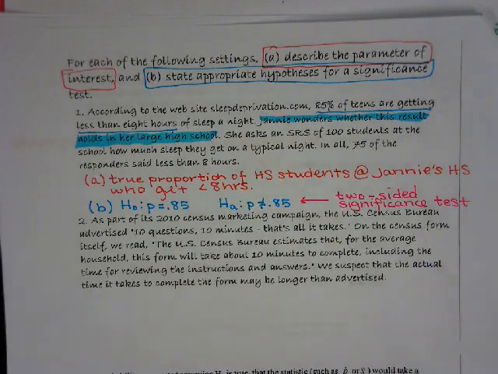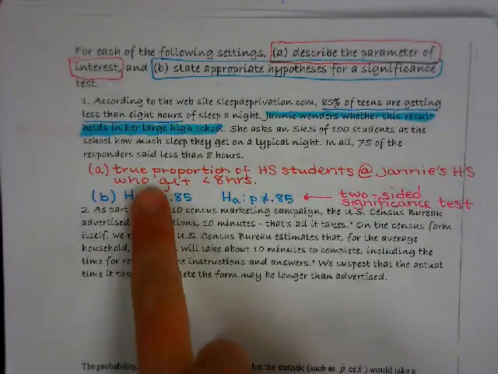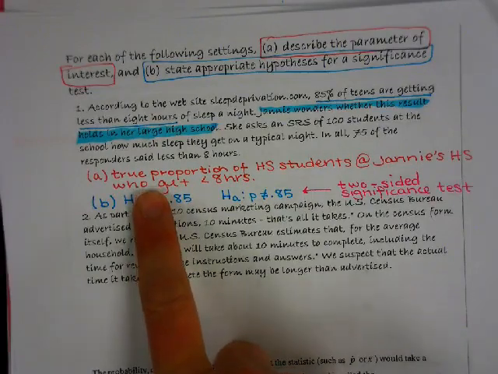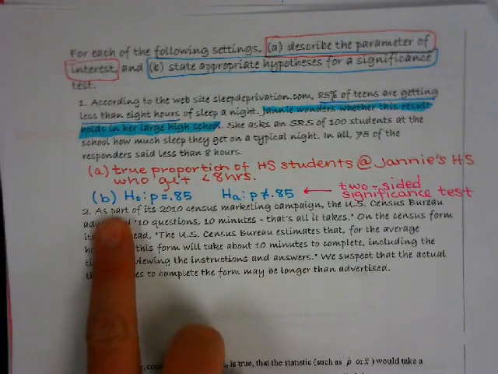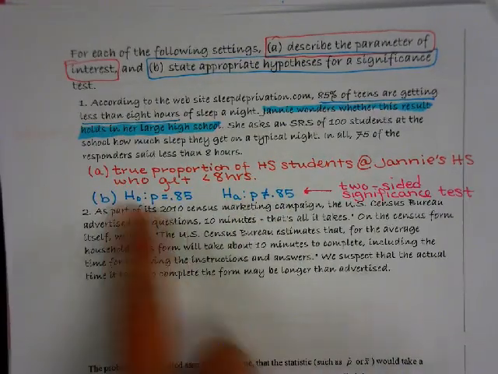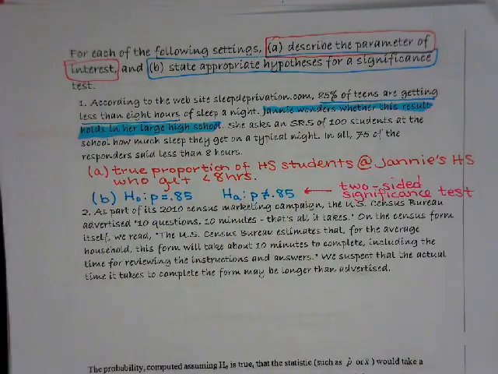So you guys are going to try number 2. Part A, use words to talk about the parameter that we're looking at. Part B is more of, that's not words, more of math notation. Come up with what you think your hypotheses should be.